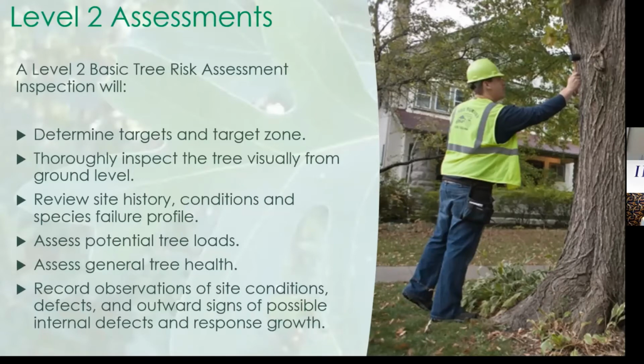They'll inspect the tree visually from the ground. They'll review site history, conditions around the tree. They also look at the species, because certain species are more prone to failure than others. They'll review site history, failure history of the tree. They'll look at potential tree loads. They'll look at the general health of the tree, and they'll record all their observations.